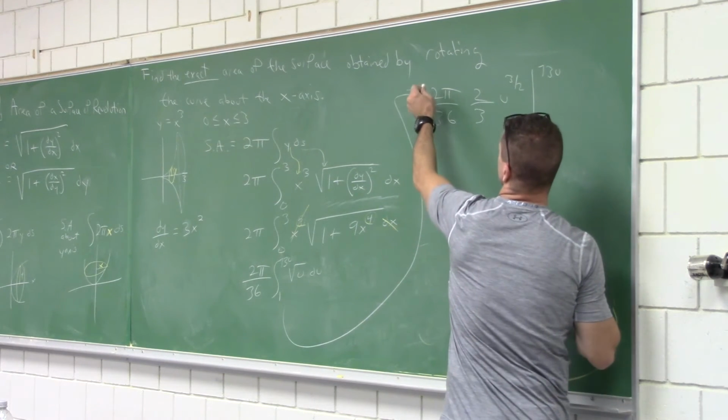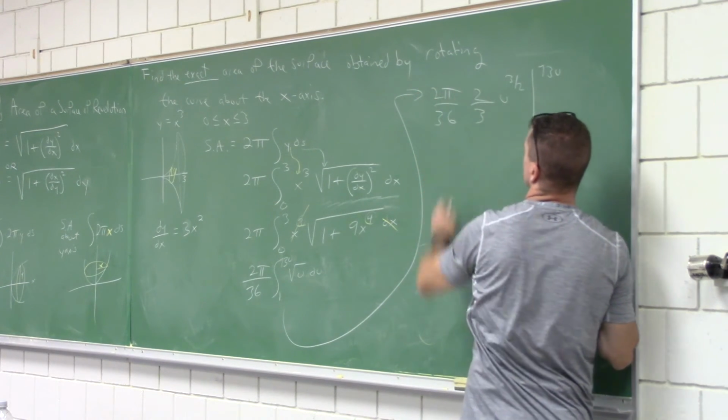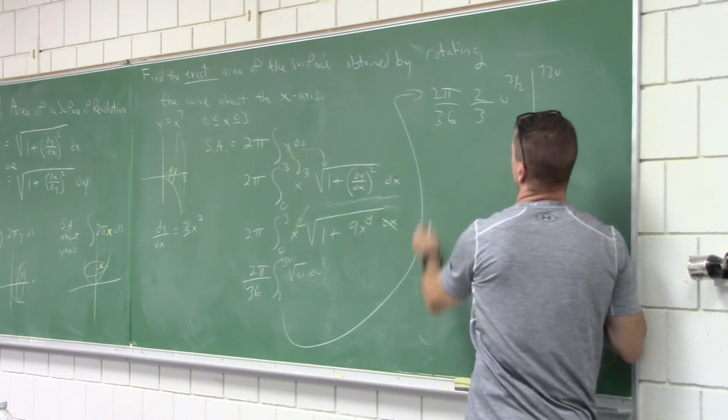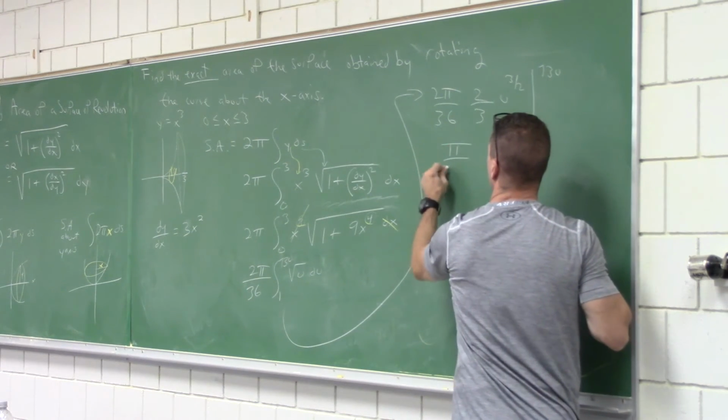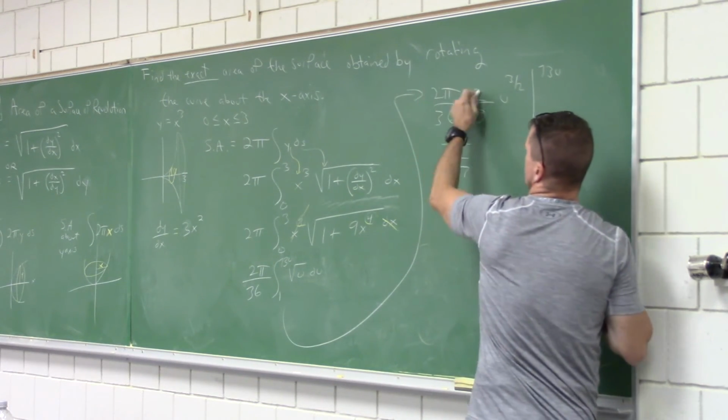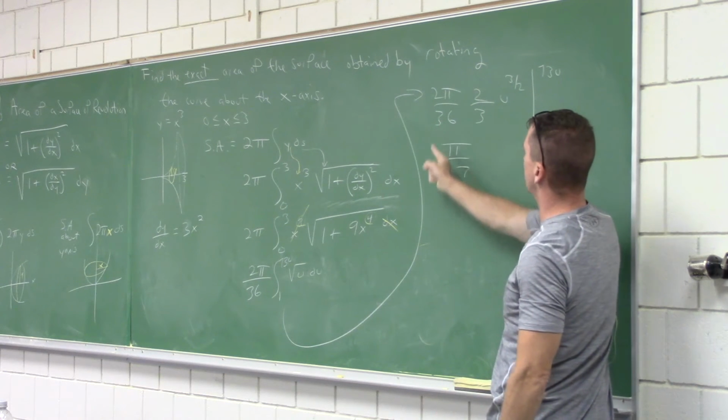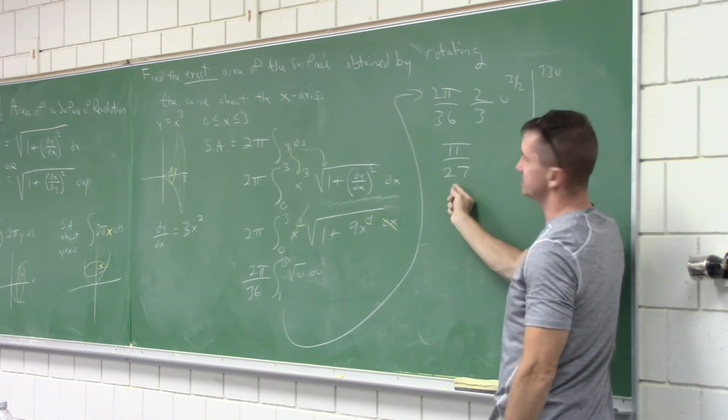How about these 2 over 36 and another 2? It goes to pi over 27. Thank you. Pi over 27, everyone. 2 times 2 is 4, 4 over 36 is 1/9, and 9 times 3 is 27. Outstanding.